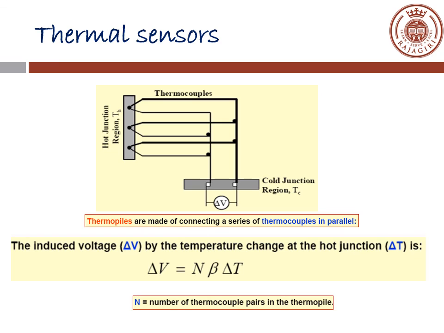the equation delta V equal to n beta delta T, where n is the number of thermocouple pairs in the thermopile. So using this equation, you can find out the voltage induced, which is proportional to the change in the temperature.